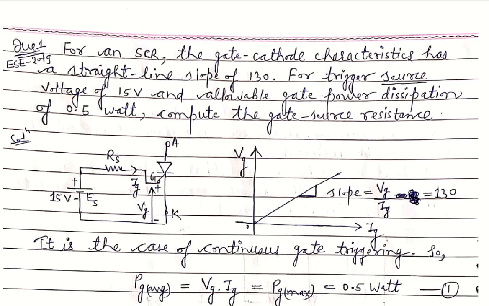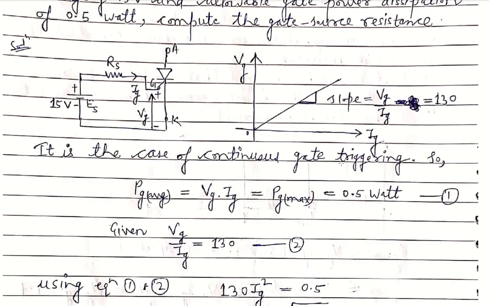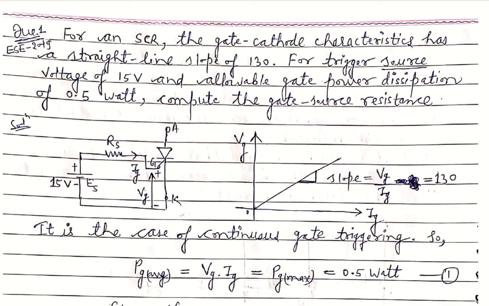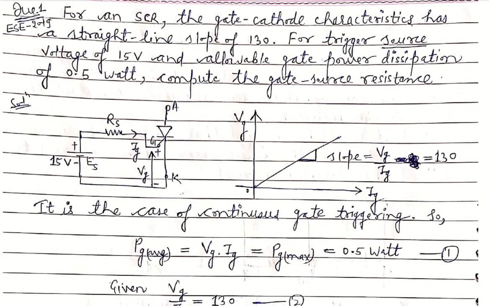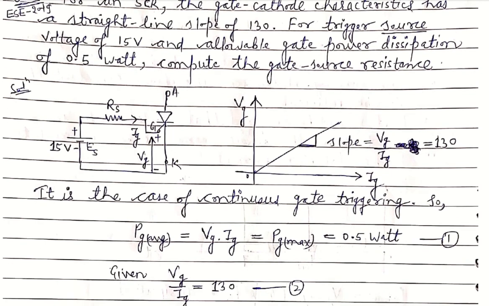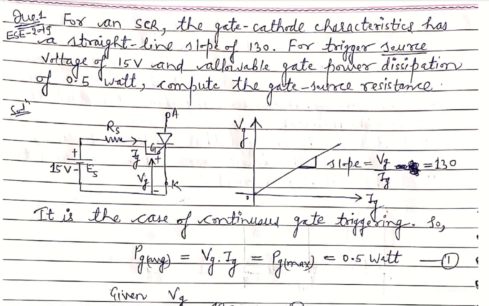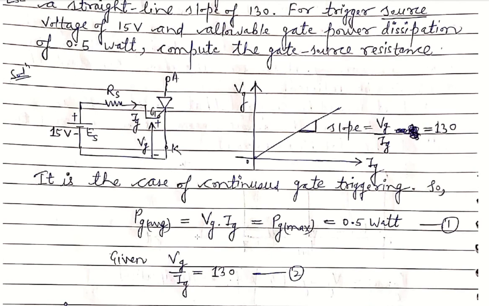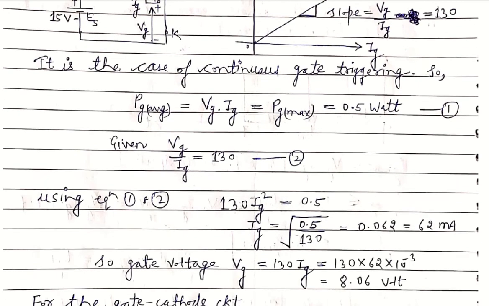In this problem it is a case of continuous gate triggering, because there is no discussion about a pulse applied for a duration of time. So Pg average can be calculated as Vg into Ig, which is also Pg maximum. The allowable gate power dissipation is given as 0.5 watt, and the slope is also given, Vg upon Ig equals 130 volt. By using these two expressions, we can calculate the Vg and Ig values.